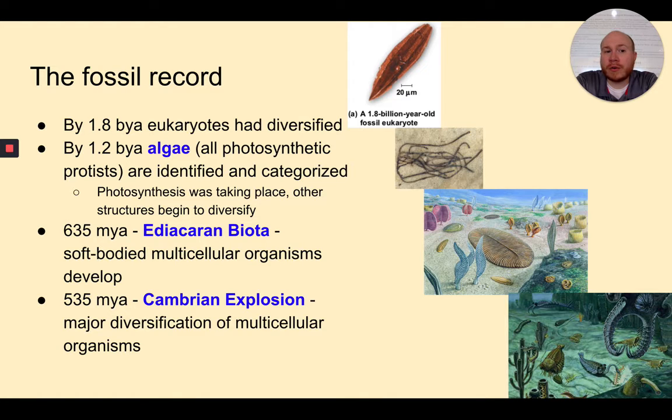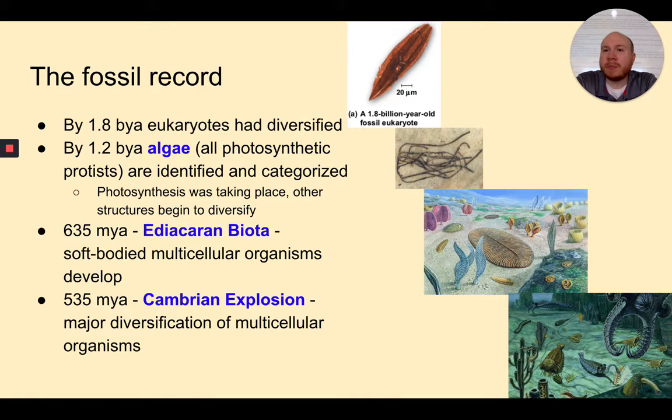About 635 million years ago, we saw what was called the Ediacaran biota. There were a whole bunch of soft-bodied multicellular organisms that developed. So we start to see multicellular life start to really take off. We don't have a ton of really great fossils for this time period because it appears that everything pretty much had soft bodies, with a few exceptions. And about 535 million years ago, about 100 million years later, the Cambrian explosion occurred.